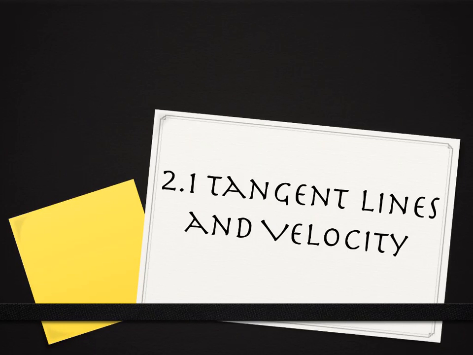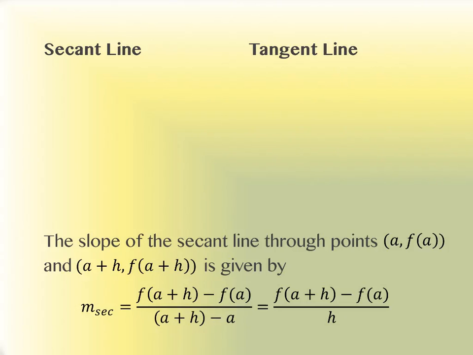Section 2.1, tangent lines and velocities, where we're headed next. As we take a look at this, we've actually talked already a little bit about what secant lines and tangent lines are. We did it on the very first day of class. Do you remember the difference between a secant line and a tangent line?